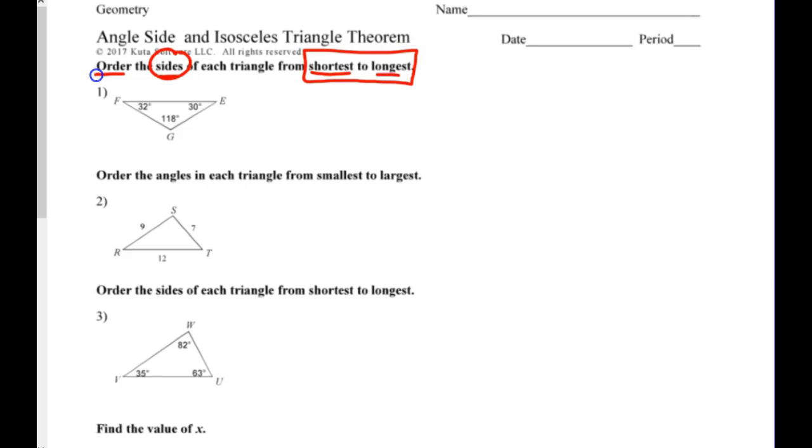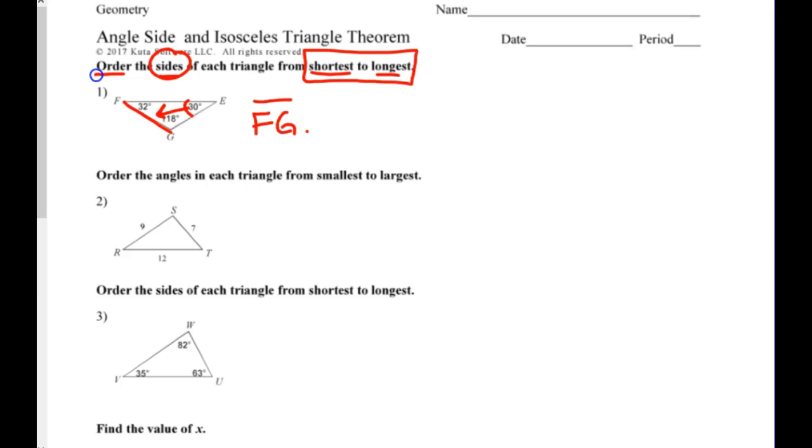So if I want the shortest side, I'm going to first find the smallest angle. So does everyone see my smallest angle right here is 30. So now I got to think, across from 30 is what side? Sides always have 2 endpoints that we label it with, the notation that we learned in week 1. So again, angle E is across from segment FG. Let's write that down. That's my smallest side. I know that because it's across from the smallest angle.